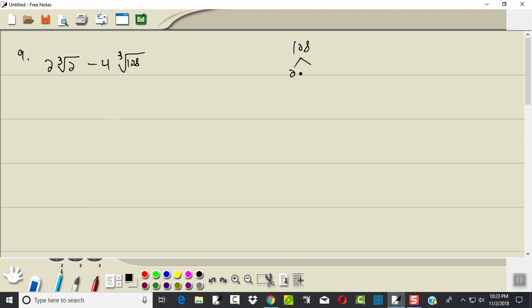128 is divisible by 2. 2 times 64. 2's prime, so I circle it. 64 is divisible by 2. 2 times 32. 2's prime, so I circle it. 32 is divisible by 2. 2 times 16. 2's prime, so I circle it. 16 is divisible by 2. 2 times 8. And 2's prime, so I circle it. And 8 is 2 times 4. 2's prime, so I circle it. And 4 is 2 times 2. And both those are prime, so I circle them. So we've got 1, 2, 3, 4, 5, 6, 7 2's.